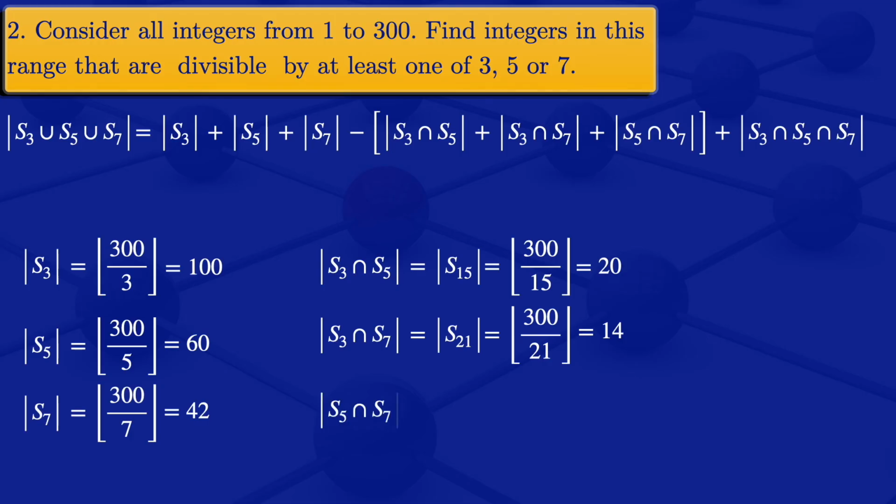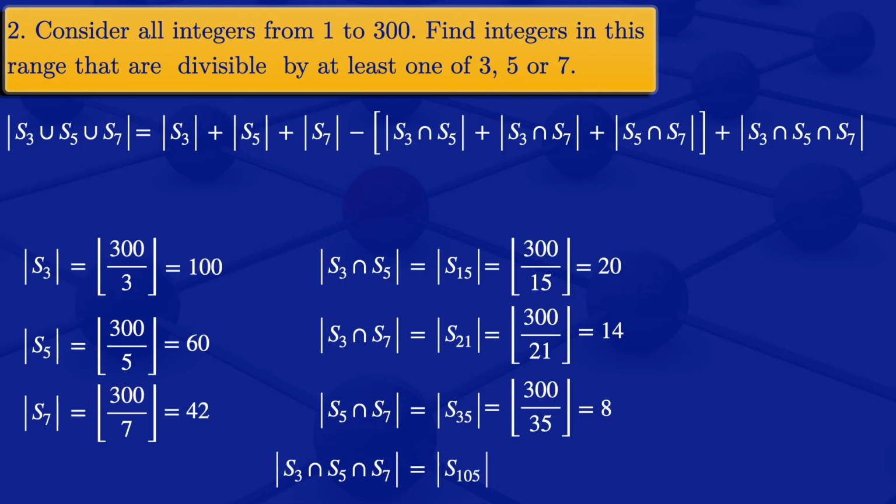For the cardinality of S5 intersection S7, we multiply the 5 and 7, we get 35. So it will be the cardinality of S35, which gives us the floor value of 300 divided by 35, which gives us 8. For the cardinality of S3 intersection S5 intersection S7, numbers that are divisible by 3, 5, and 7 are divisible by the product of 3, 5, and 7. So 3 times 5 times 7 gives us 105. So that cardinality will be the cardinality of numbers that are divisible by 105. And that will be the floor value of 300 divided by 105, which gives us 2.